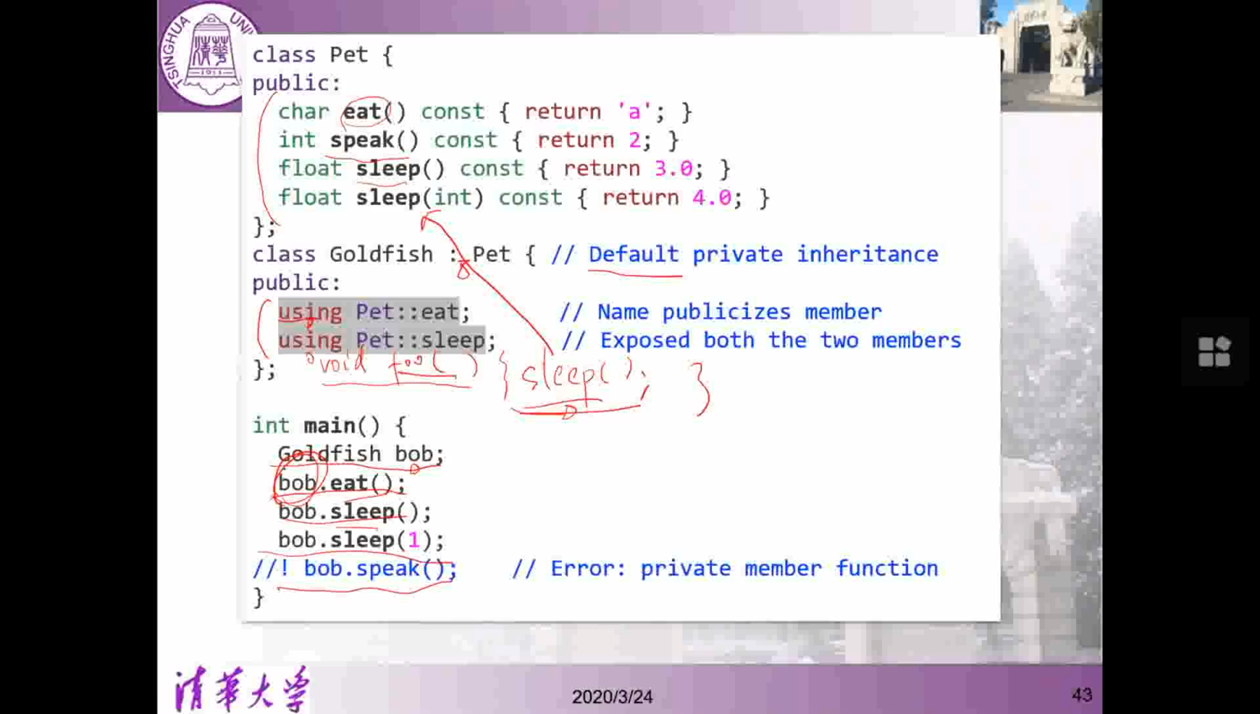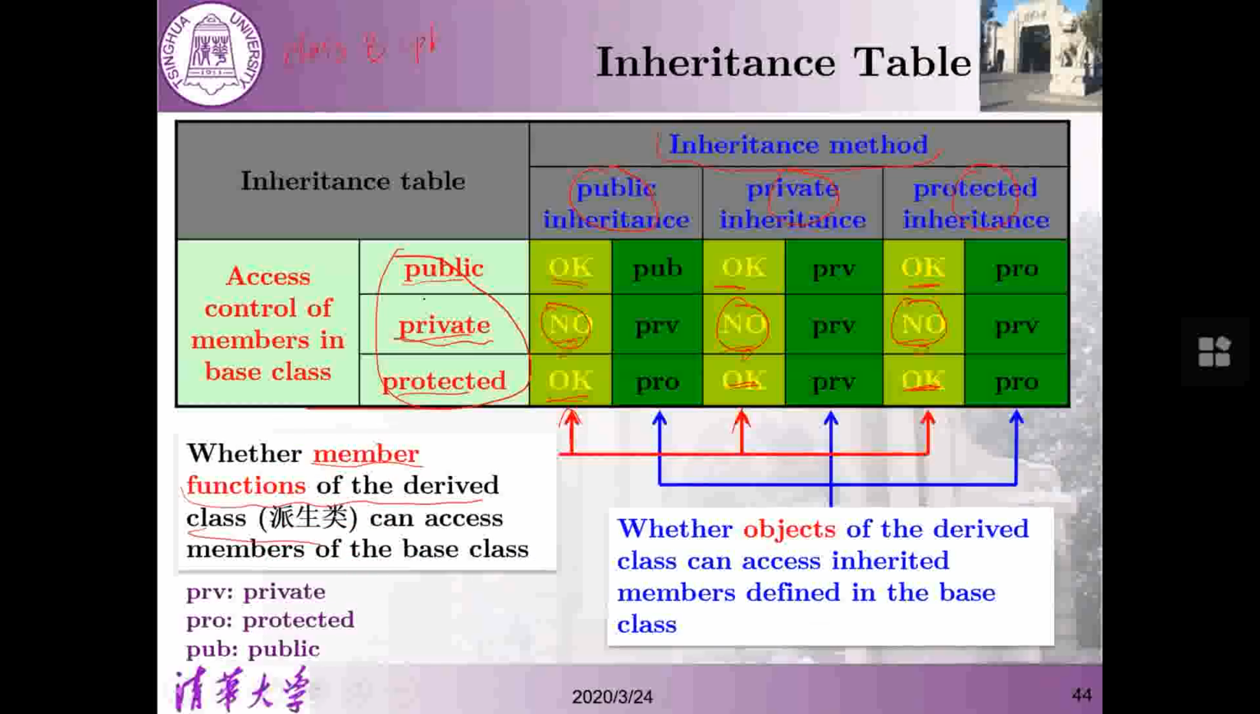So this means from outside the class, to access it by an object, okay? So this is the meaning of this blue part. So whether the derived object, if we use the derived class to define some object, whether this object can access the members in the base class, okay? So this is the difference.